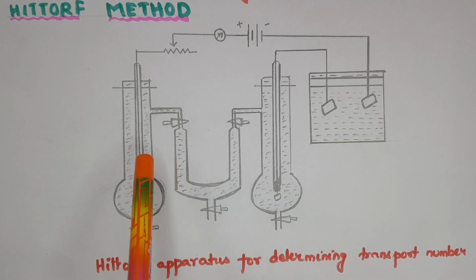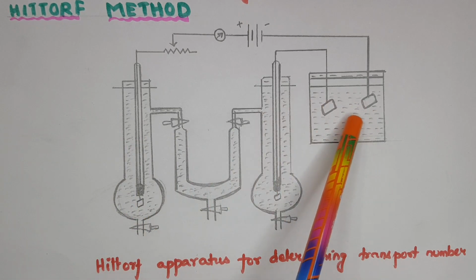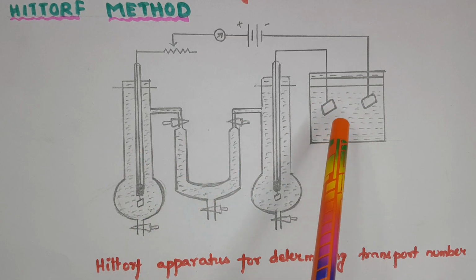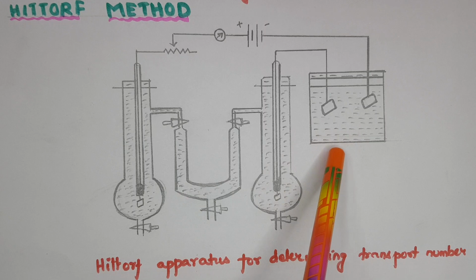Students, this is the apparatus. Once this apparatus is arranged and the silver coulometer is connected, what are we doing? We are passing some amount of current. How much current? 0.01 amperes. And for how much time is this current passed? For 2 to 3 hours. Now electrolysis takes place.